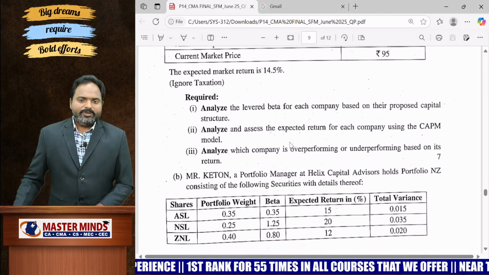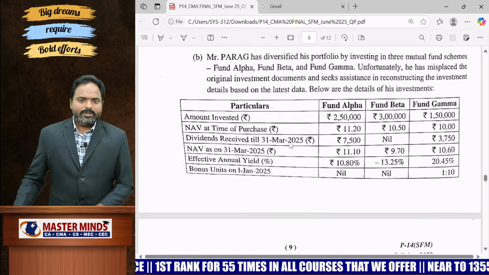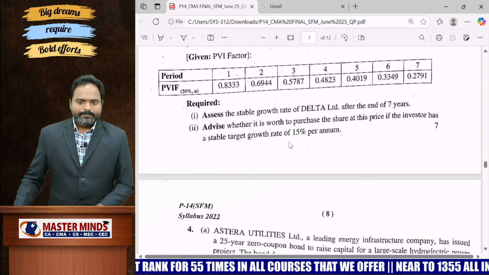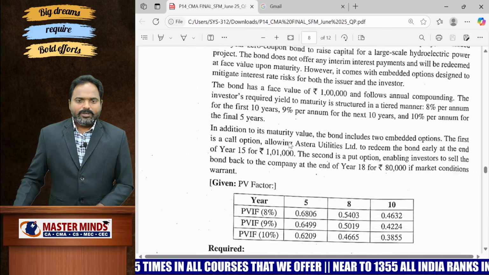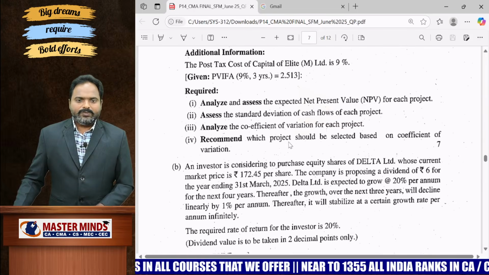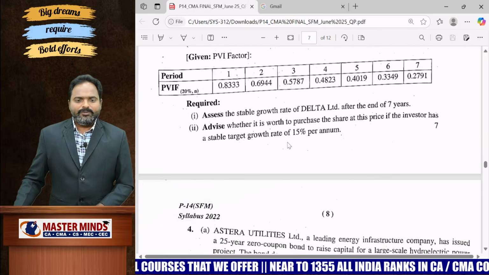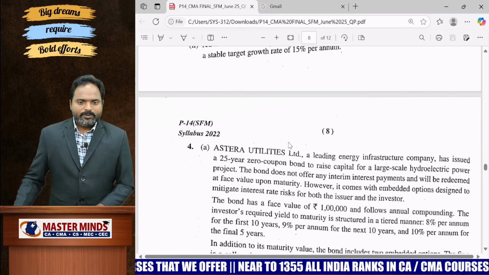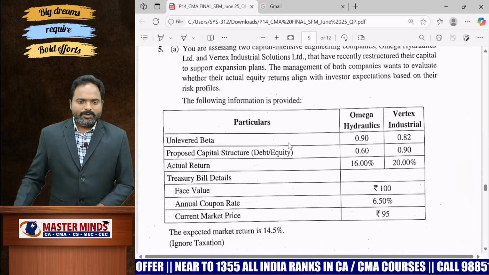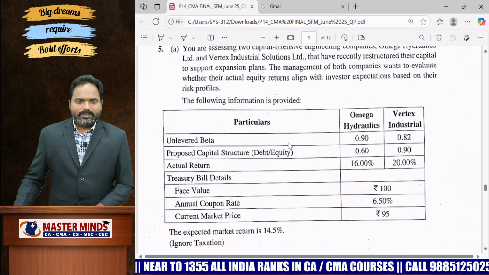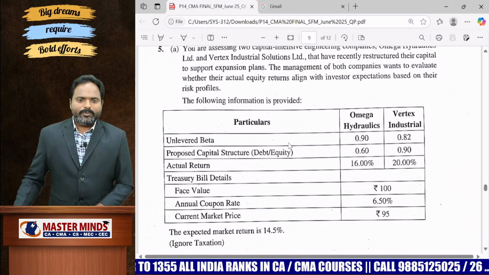Maybe the student may face a little bit of difficulty, like question number 4A. In question number 4A the student is facing difficulty, and question number 3B also the student is facing difficulty. Question number 3B is a little bit difficult, but somehow they can manage. But question number 4A is not possible to answer by normal students, and question number 5A also not possible to answer by the normal students. A little bit difficult in the portfolio management chapter.